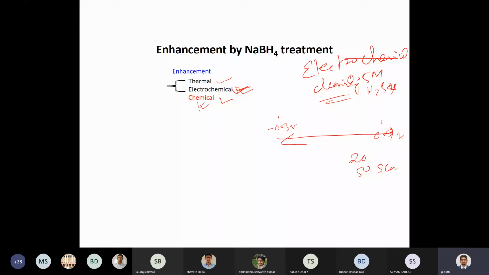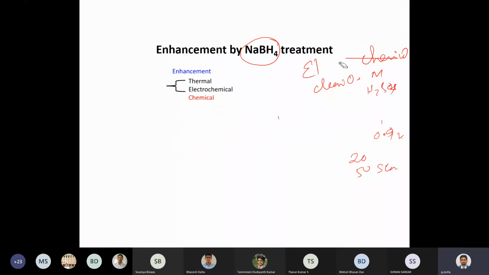Here you can use some other material, as I mentioned here, sodium borohydride. Sodium borohydride is a reducing agent I taught you. At the same time, sodium borohydride can help your surface. It can help you enhance the activity also. So that is also one factor. How, that I will teach you, the mechanism by which sodium borohydride can help to activate the surface.